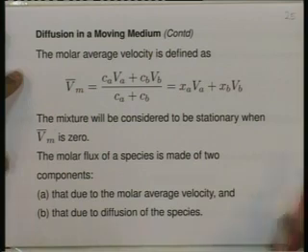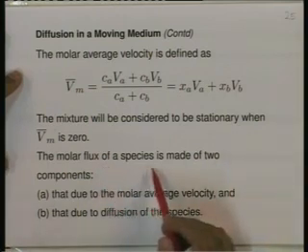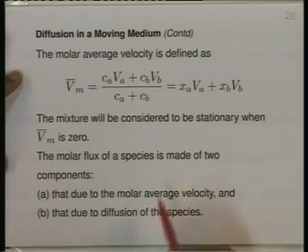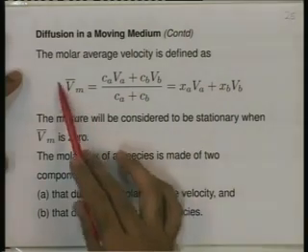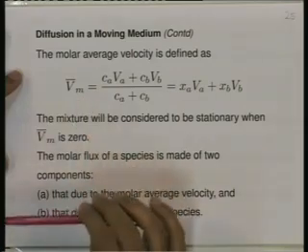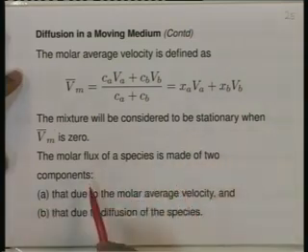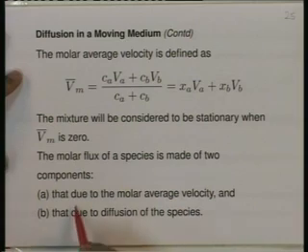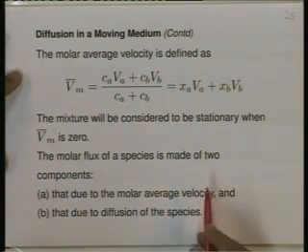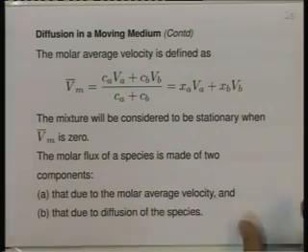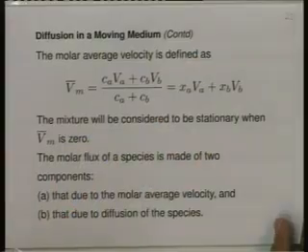Now, we should remember that the molar flux of any species will be made up of two components. Because of the molar average velocity, the whole mixture, the whole system is drifting either towards the right or to the left, and hence the molar flux of any species will be due to the molar average velocity in part. But there will also be a component due to diffusion of the species. So, these two will get superimposed over each other and we will have a total molar flux.